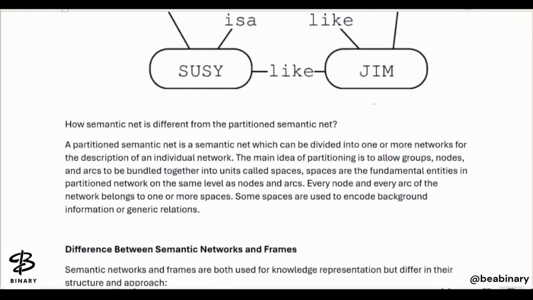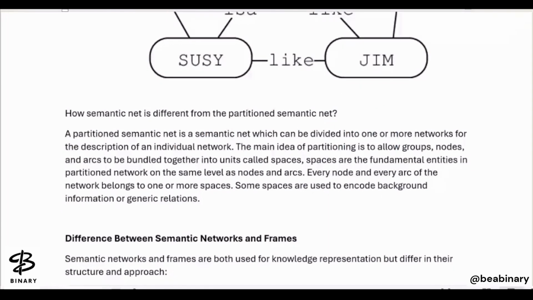A partition semantic network is a semantic network which can be divided into one or more networks for the description of an individual network, right? So when we are talking about the division of a network, and about the relationships also, we are making sub-modules also. So we can divide one or more networks for the description of an individual network. When we are talking about the detailed network about a particular node here, the main idea of partitioning is to allow the groups of nodes and arcs to be bundled together into units called spaces.